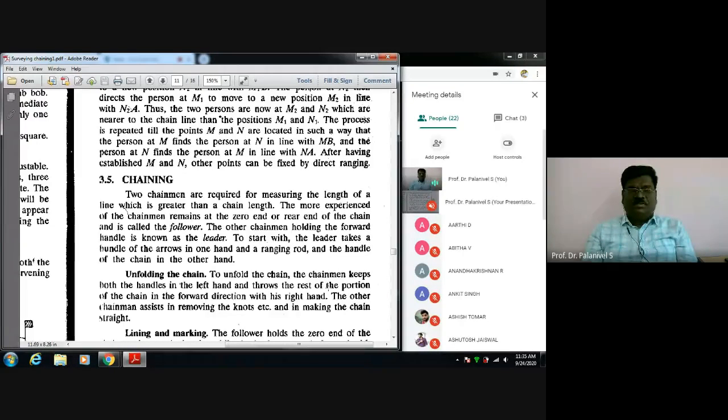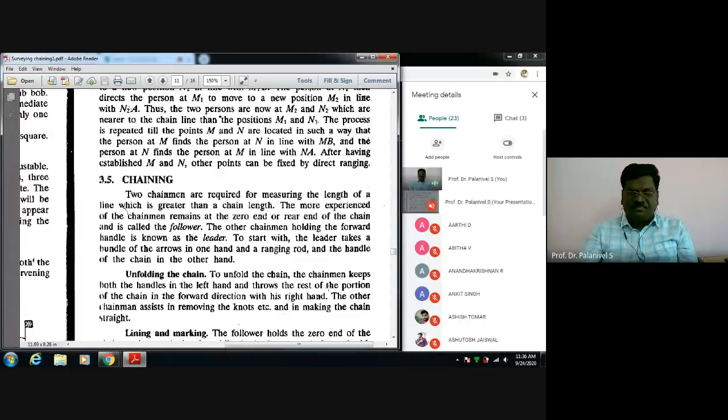How to hold a chain is something one should know. The follower will hold the zero end of the chain and stand at the starting station, directing on the ranging rod. The leader, who is the assistant, will hold one end of the chain in one hand, and in the same hand he will hold some 10 arrows. In the other hand he has to hold a ranging rod. With all these accessories, he has to go and range a line.